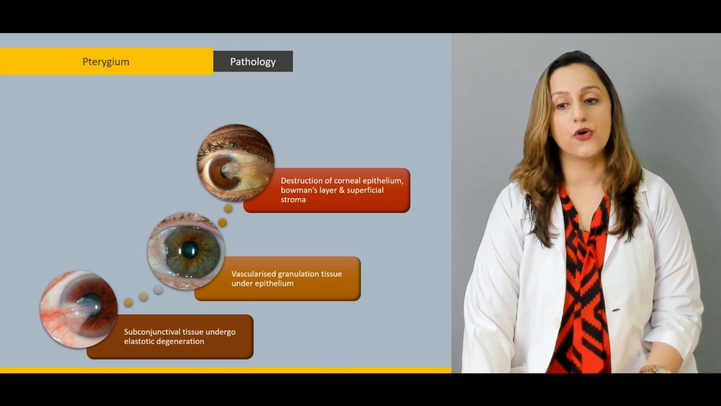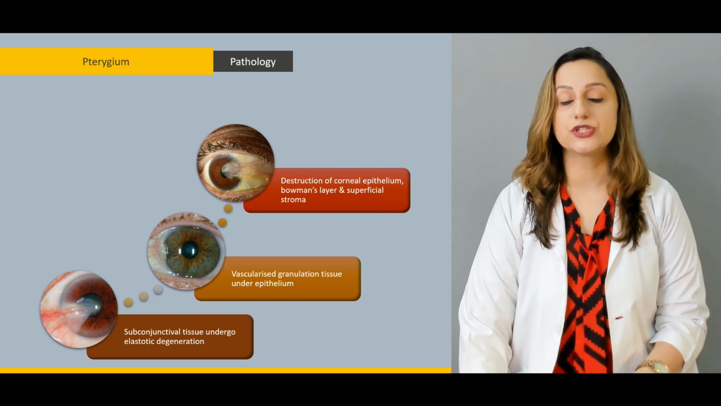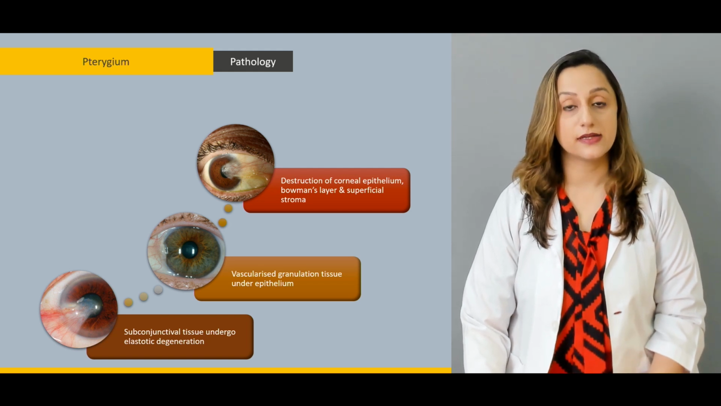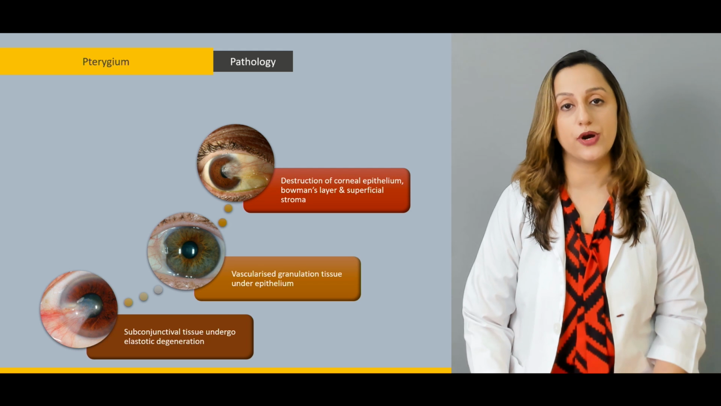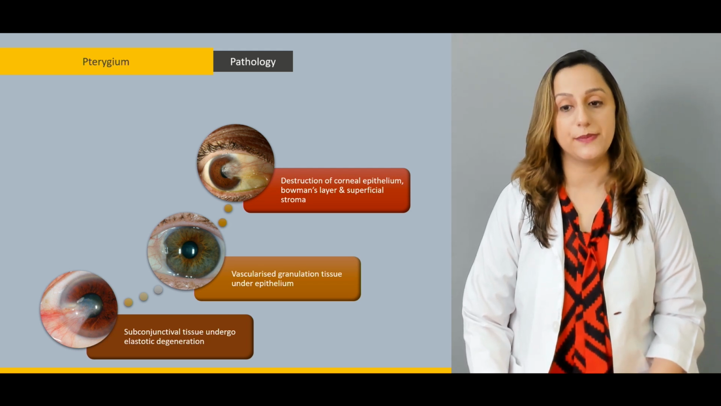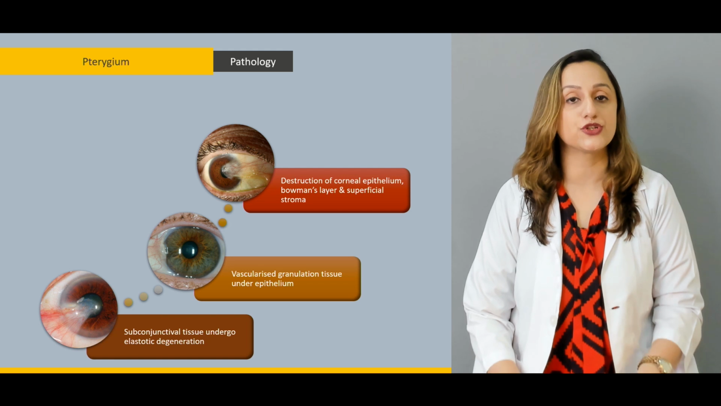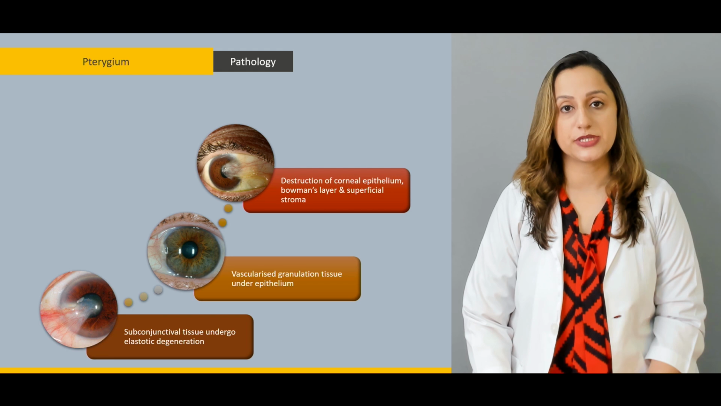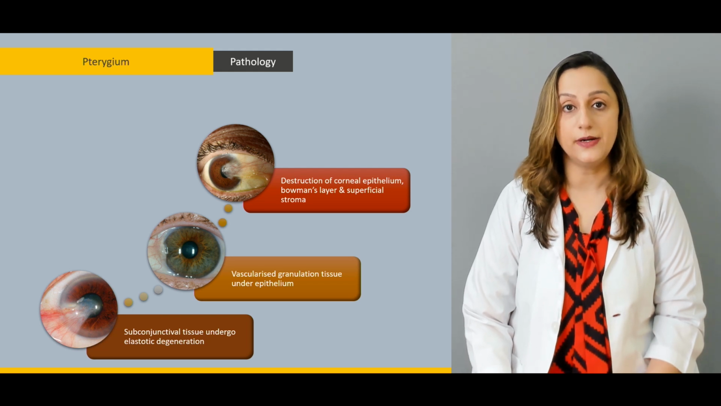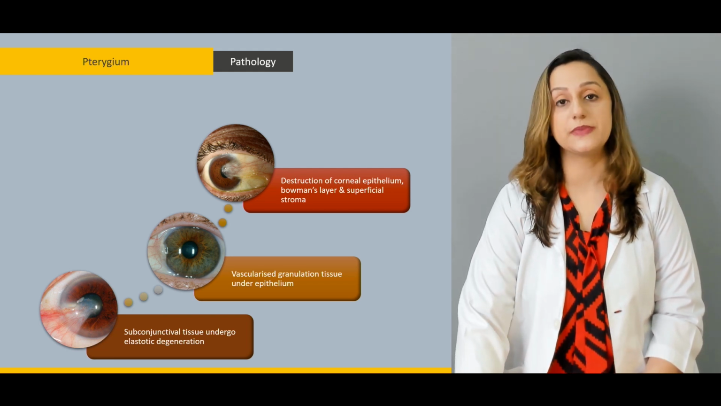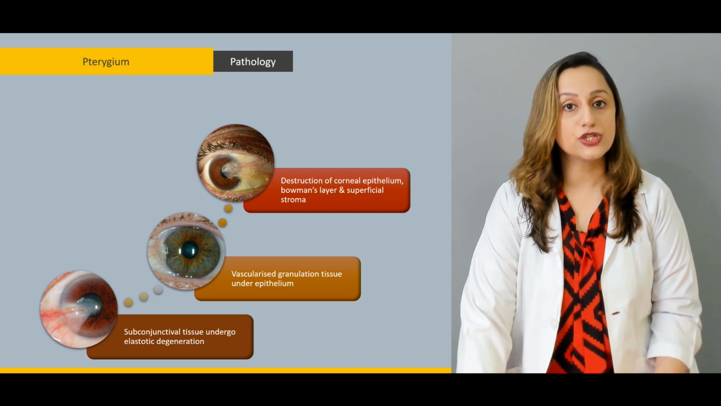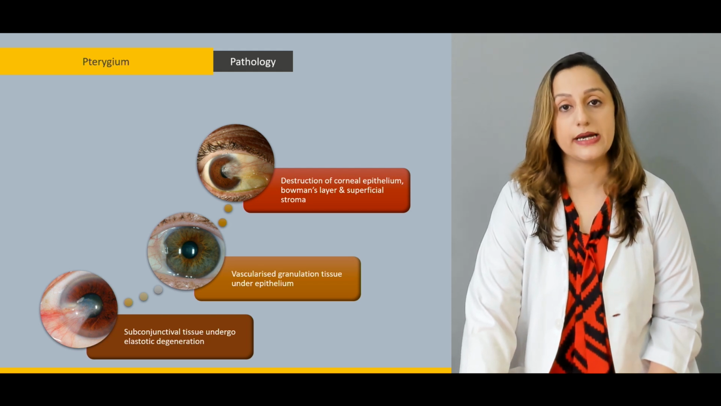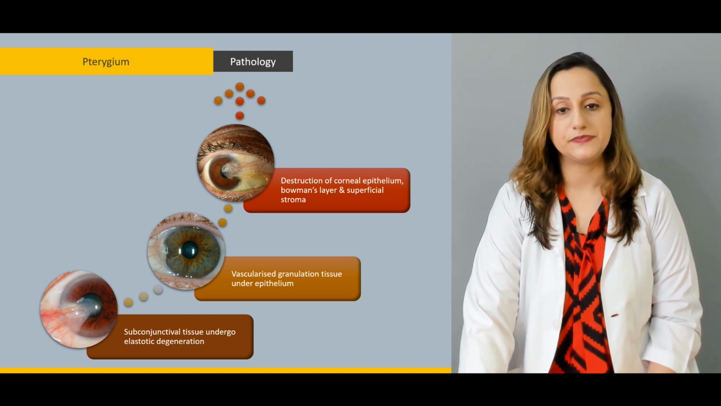Then the destruction of the corneal epithelium is going to start off. So it's not just going to relate to the destruction of the conjunctiva. After the encroachment on the cornea, it is going to destroy the corneal epithelium, the Bowman's layer and the superficial stroma. All of these are related to the degenerative processes taking place at the conjunctiva as well as at the cornea. So it's basically a condition involving the cornea and the conjunctiva as well.